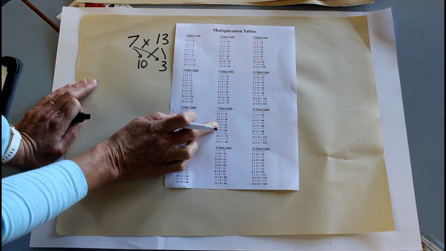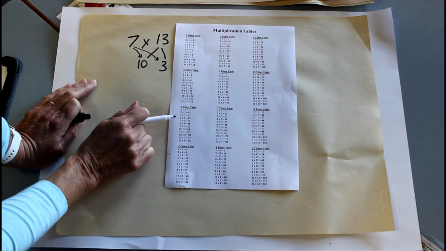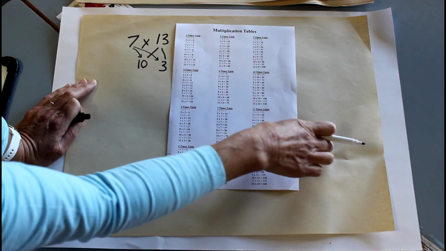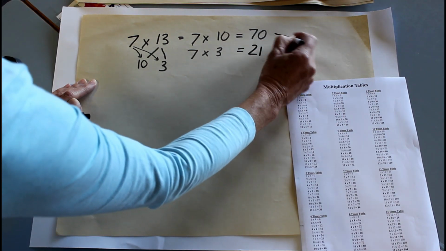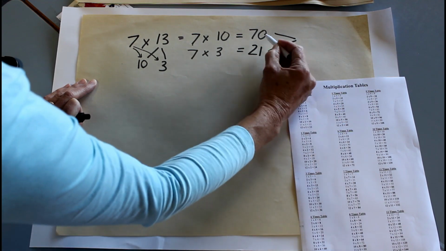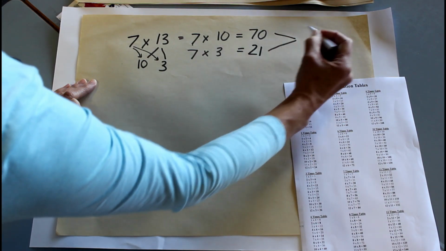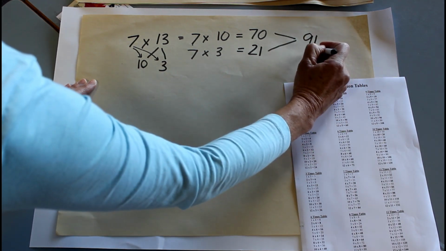Now, if I don't know what 7 threes are, I can use my multiplication table. I can look in my 7 times tables or my 3 times tables. I'm going to look at my 7 times tables. 7 threes or 3 sevens are 21. So I'm going to write 21 here. Now, I am going to get the answer by adding these two numbers together. And I know that if I've got nothing and 1, I've got 1. And if I've got 7 and 2, I've got 9. So my answer is 91.